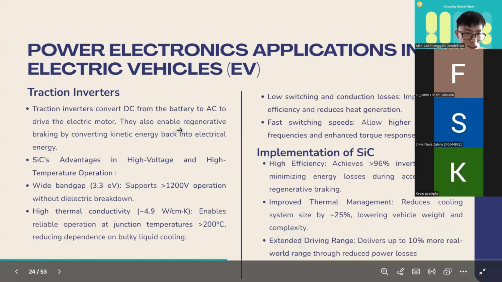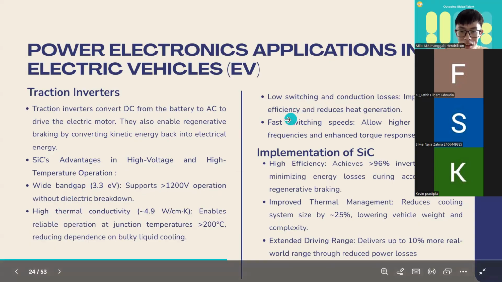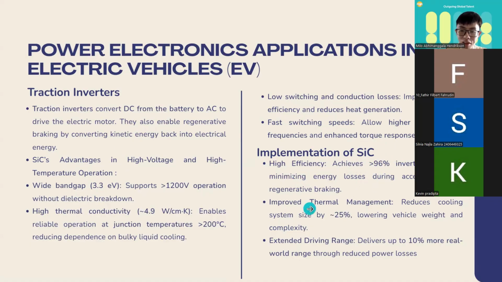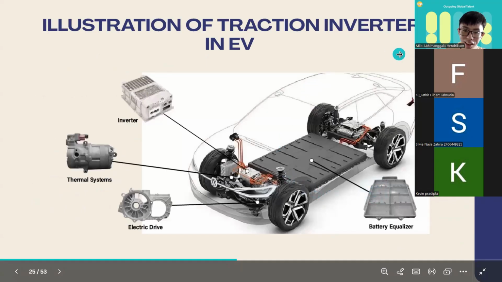Let's start with the traction inverter. This component has the main function of converting DC from the battery to AC for the electric motor. The advantages of silicon carbide here are that it has a wide bandgap, high thermal conductivity, and fast switching speeds. In implementation, silicon carbide can achieve a high efficiency above 96%, improved thermal management, and extended driving range. Here is an illustration of it.